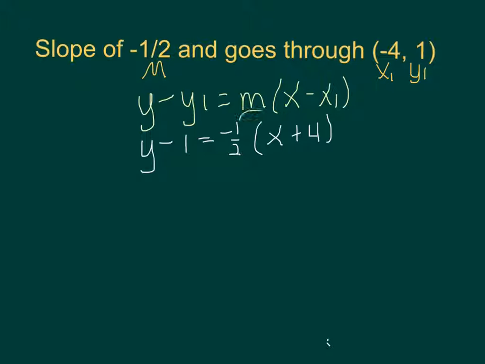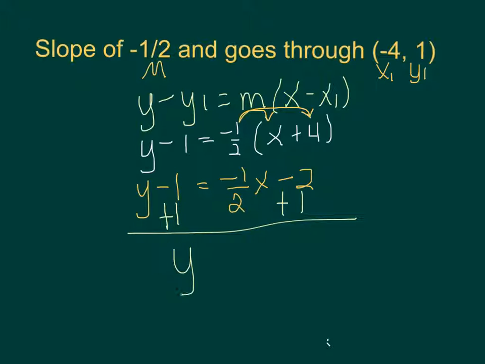Our next step is to distribute. So we have y minus 1 equals -1/2 x. -1/2 times 4 is a -2. Now we need to add 1 to each side. So our equation is y equals -1/2 x minus 1. That should have been a review from yesterday.